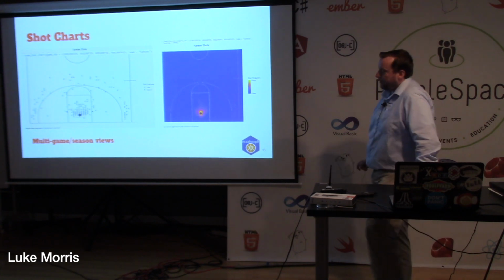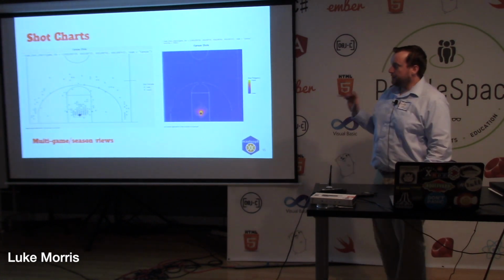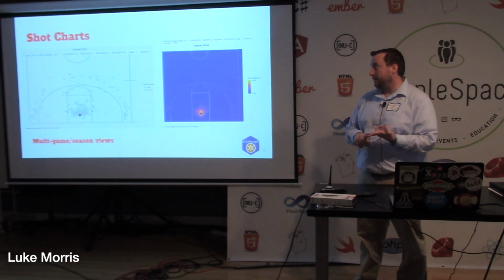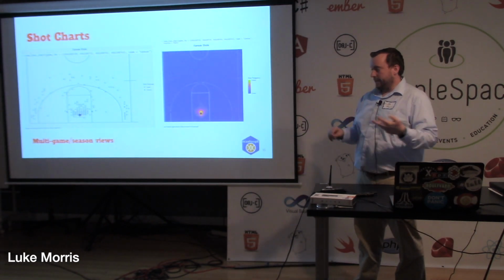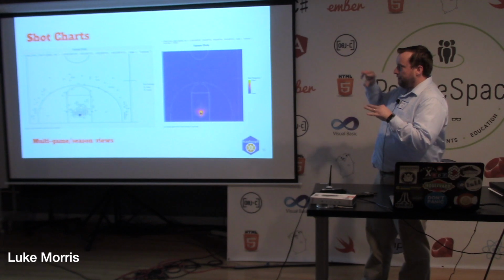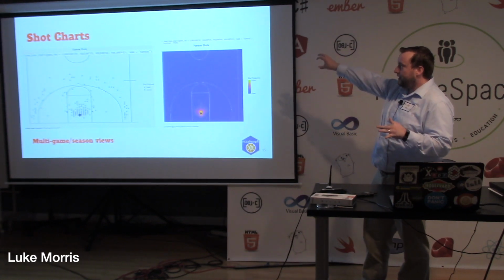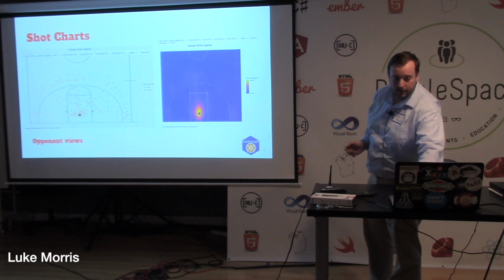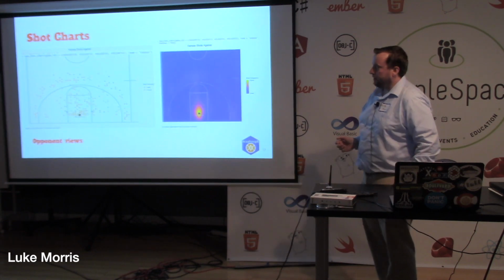You can also look at your team, an individual team. You can look at their shot chart, or you can do it as a heat map. So basically, if you want to do more than one game, you just set up all those game IDs as a vector, and you just run with it. And you can even do one on your opponent's shots.